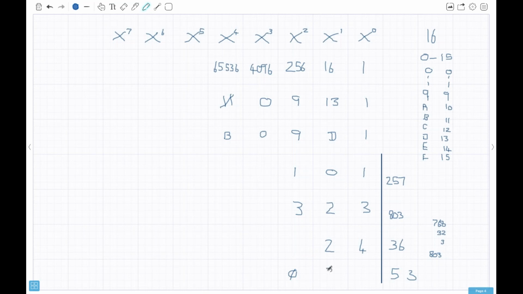So you write down 3. 3 16s are 48. 4 16s are 64. So 53 lies between 48 and 64. Well, that's 3 16s, and that's 4 16s. So you take the lower number and you write 3 down there. Then you subtract 48 from 53, that leaves 5. And because this is the unit column, you put a 5 in there. So that's converting from decimal to hexadecimal.